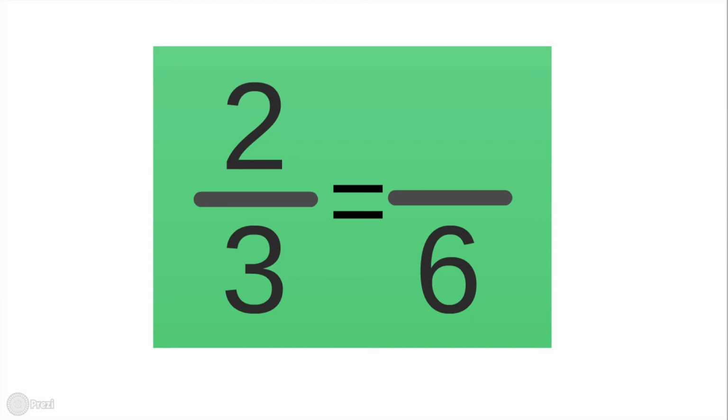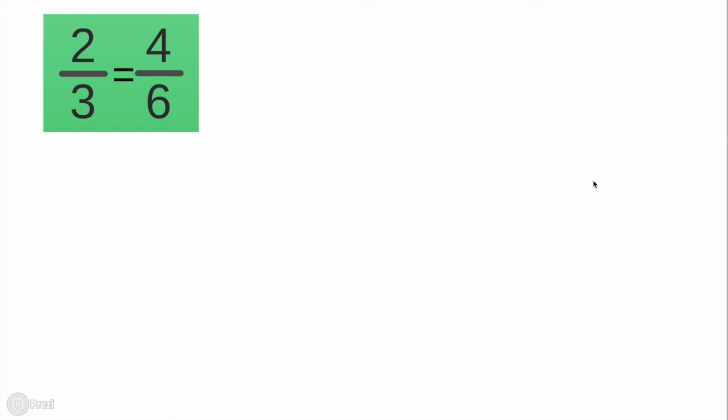This was indeed a proportion, and we could solve it by noticing that 3 multiplied by 2 to get 6, so 2 multiplies by the same 2 to give us 4. So we agreed that 2 over 3 equals 4 over 6. But let's take a look at really why that is.